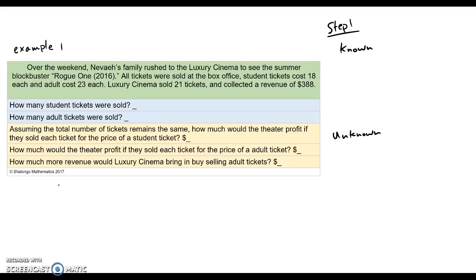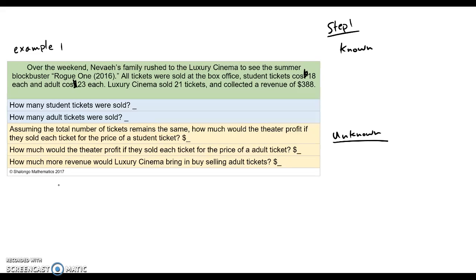So I'm going to go ahead and read the problem. Over the weekend, Nevaeh's family rushed to Luxury Cinema to see summer blockbuster Rogue One. All tickets were sold at the box office. Student tickets cost $18, and that should probably say dollars each, and adult tickets cost $23 each. Luxury Cinema sold 21 tickets and collected a revenue of $388. The first question asks us for how many student tickets were sold, and the second question asks us for how many adult tickets were sold.